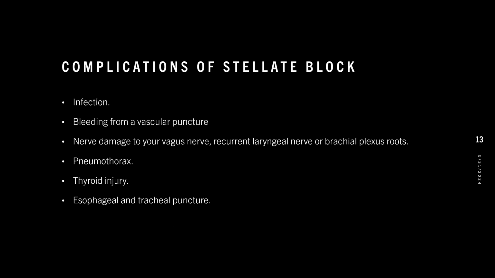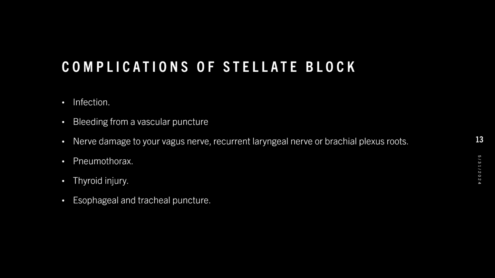Bleeding from vascular puncture, nerve damage to the vagus nerve, the recurrent laryngeal nerve, which goes to your arytenoids and vocal cords, or the brachial plexus roots. Sorry, brachial plexus is the nerves down to your arm. They provide strength and sensation to your arm.